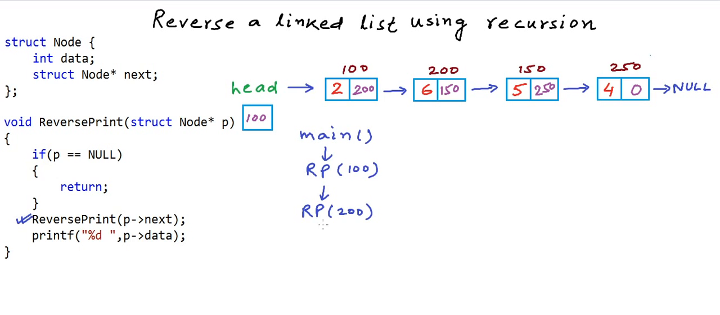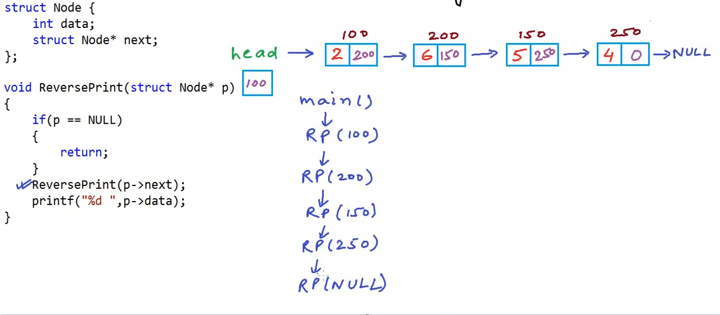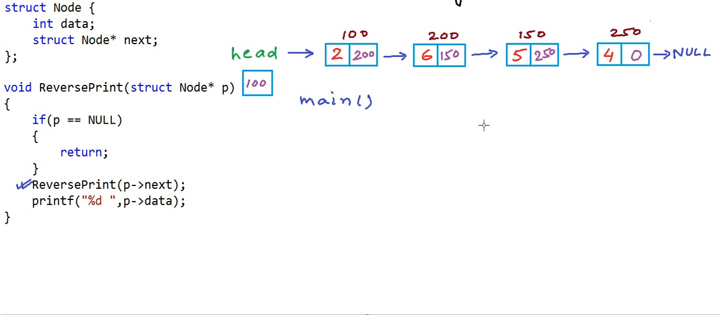So the recursion will go on like this, and when it reaches this particular call, when the argument is null, it will return. So this call will finish, and again the control will come to this call with address 250 as argument, and now we are printing the value of the node at address 250, which will be 4, and then this guy finishes, and then we go ahead and print 5, and similarly we then go on to print 6 and 2. So recursion kind of gives us a way to first traverse the list in the forward direction and then traverse the list in the backward direction.